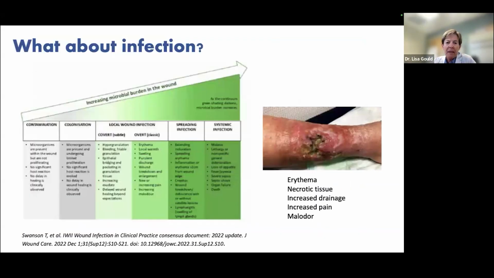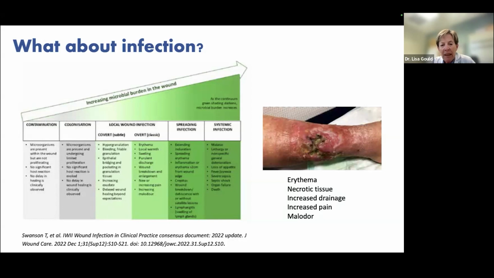But what about infection? We see a lot of people getting admitted to the hospital with infection. I don't know about you, but our hospital is overburdened. We have 540 patients in a 375 bed hospital, and they're getting antibiotics that they may or may not need. So what we want to emphasize in wounds is that all wounds have some bacteria in them, but it's our job to figure out, is it an infection that needs systemic antibiotics, or can we treat it locally?